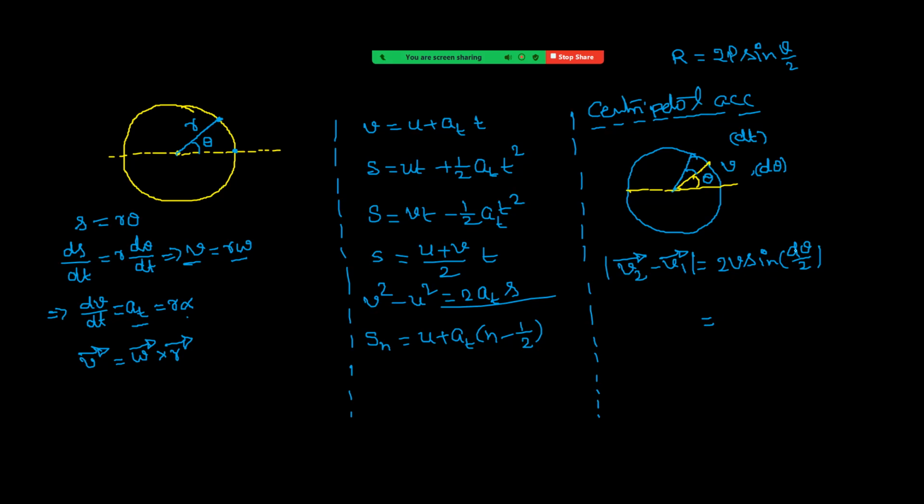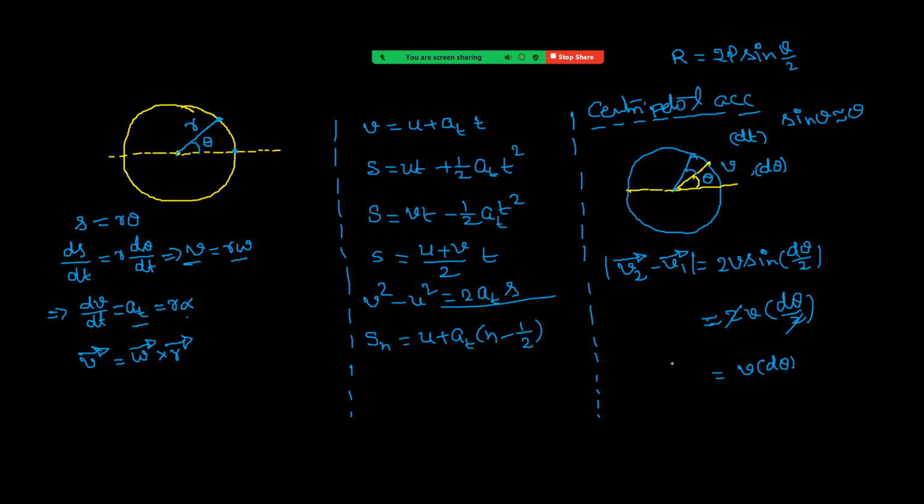Since the angle is very small, d theta by 2 is very small, so sine is also very small. When the angle is very small, sine of d theta by 2 is approximately equal to d theta by 2. We have seen many times that whenever theta is very small, sine theta is approximately equal to theta. Now 2 and 2 get cancelled. This is equal to v into d theta. This is the modulus value of the change in velocity vector.